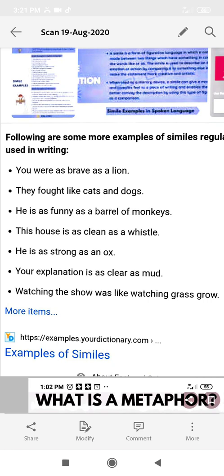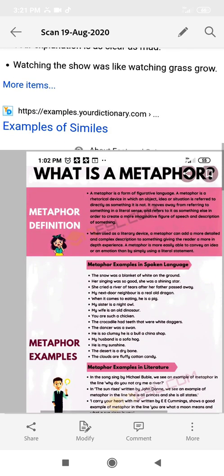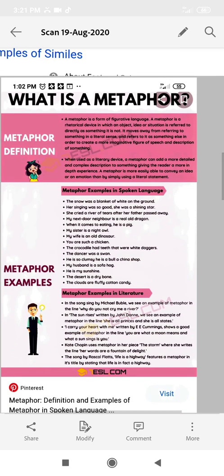So simple. I hope you understand simile figure of speech. Okay, now let's see the next figure of speech. Metaphor. Okay, metaphor. See the metaphor. Metaphor and simile. Something similar between them.